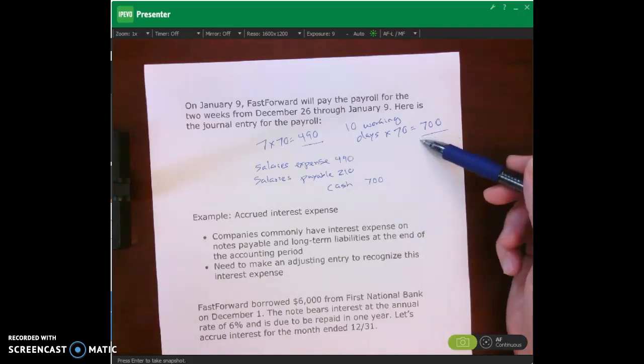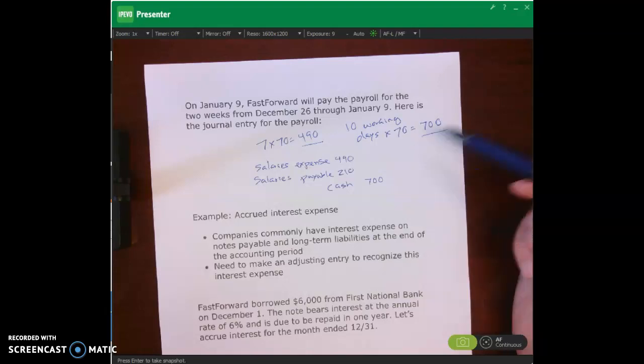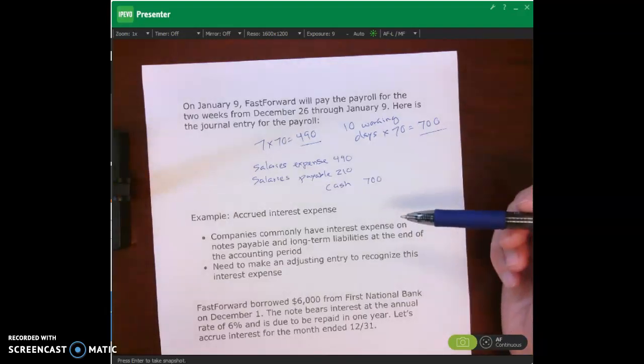The way I make a liability go down in terms of debits and credits is with a debit. What do I pay them with? Cash. Cash is going down. How to recognize that cash is going down? With a credit. Why a credit? Because cash is an asset. The way to decrease an asset is with a credit. And that's our journal entry.